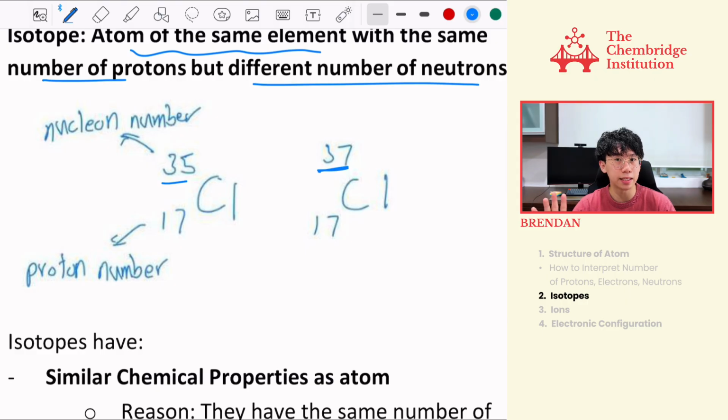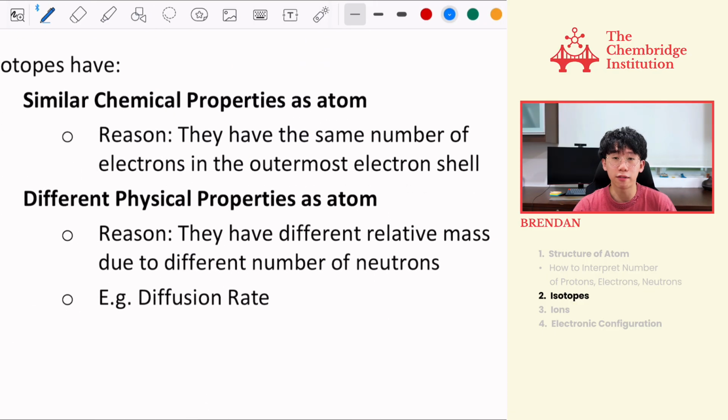Now, what is so fascinating about these isotopes? These isotopes tend to have similar chemical properties as the atom, right?